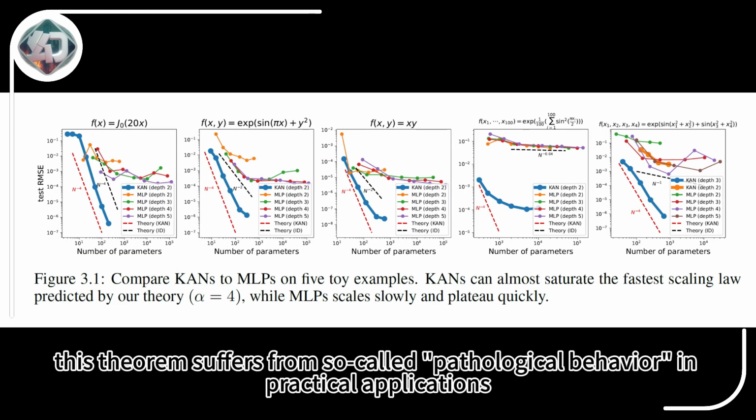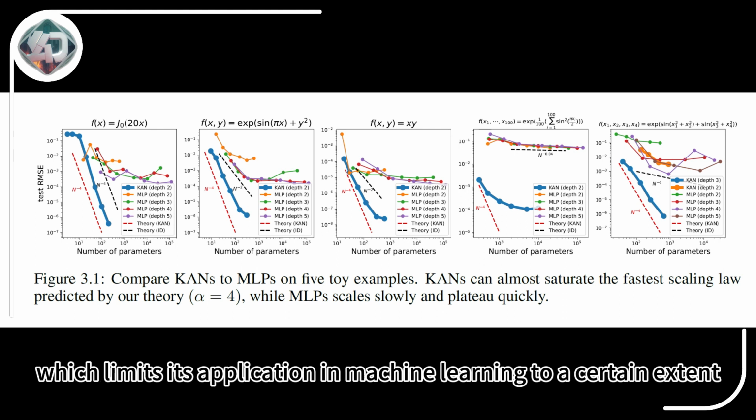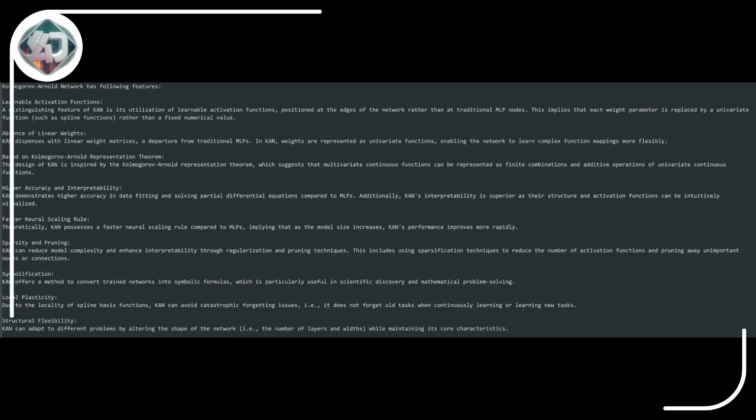However, this theorem suffers from so-called pathological behavior in practical applications, making it difficult to learn possible fractal functions, which limits its application in machine learning to a certain extent. Kolmogorov-Arnold network has the following features.